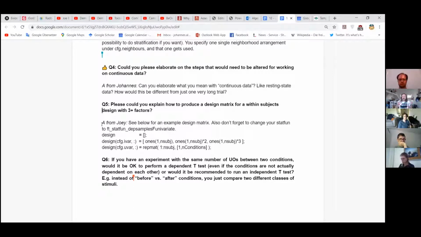But other than that, the whole statistical approach still works. The only thing is if you have continuous data, then time is not a variable of interest. So usually we do FREQ analysis with cfg.method as MTM-FFT to compute power spectra, but then you can still use clustering on the power spectra.